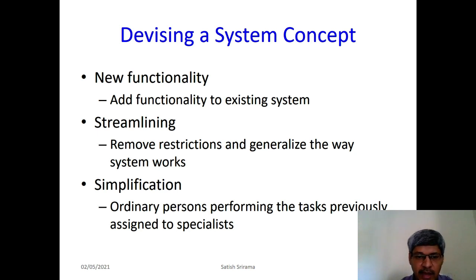Or you can think about streamlining. For example, the current system has certain restrictions; you can remove them and generalize the way the system works, and its functionality. So you can streamline its functionality. That is also something you can think about for system conception.